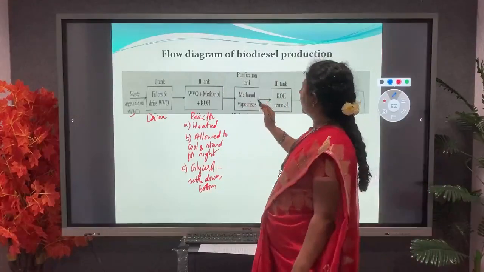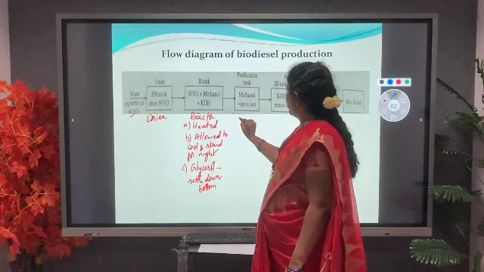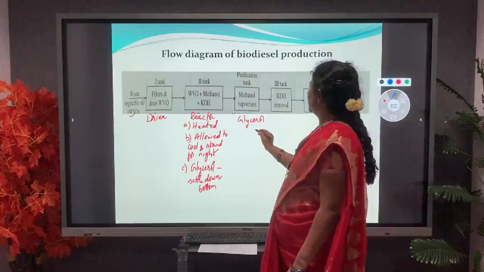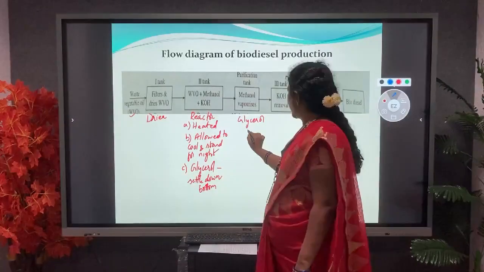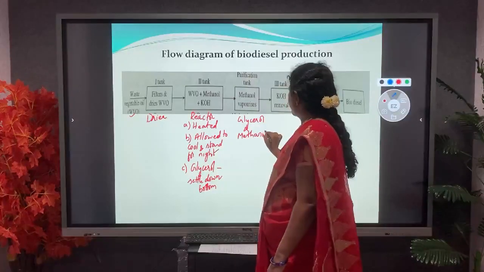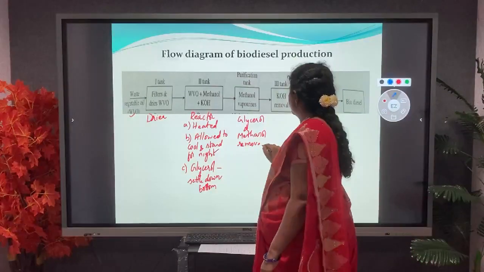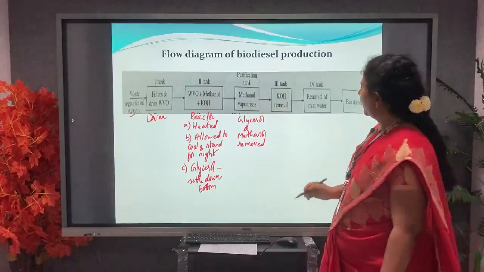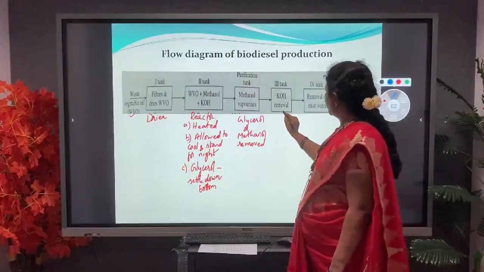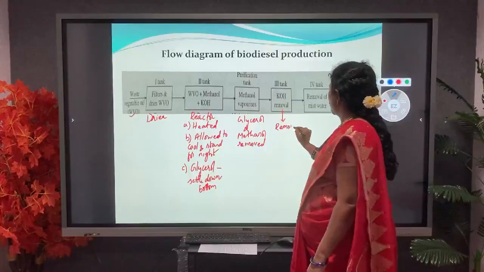Next, the third tank is called the purification tank. Here glycerol, which is formed as a byproduct, will be removed, as well as the leftover methanol. These two will be removed. And in the third tank the catalyst potassium hydroxide will be removed, and this potassium hydroxide is removed using mist water.